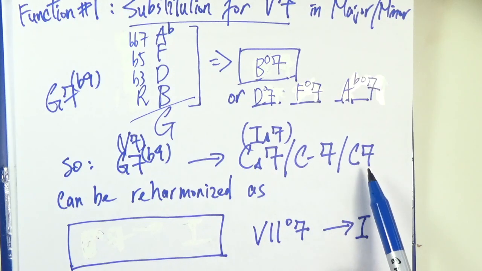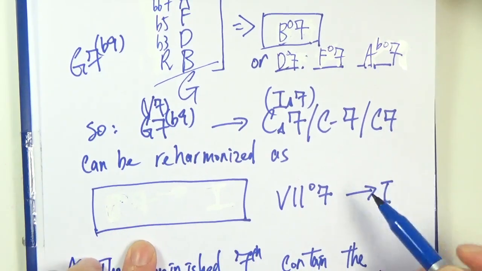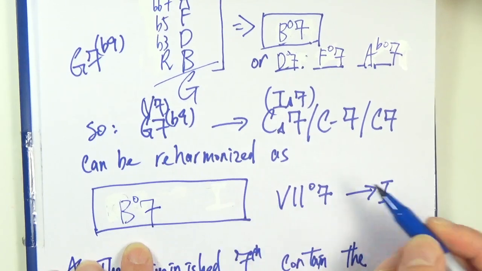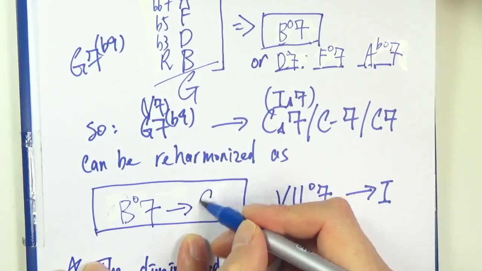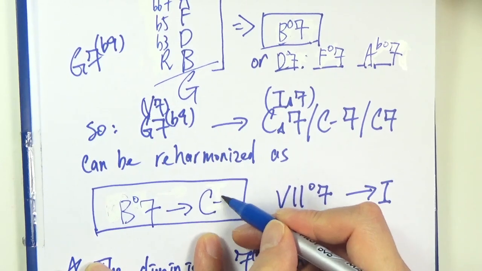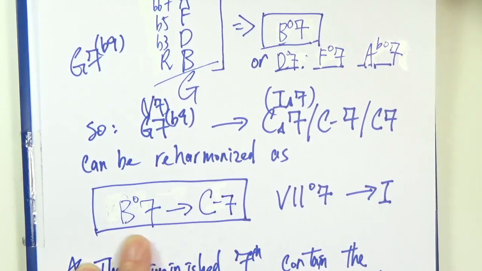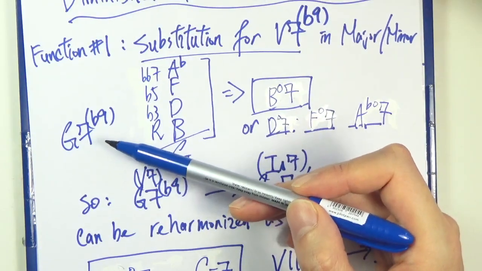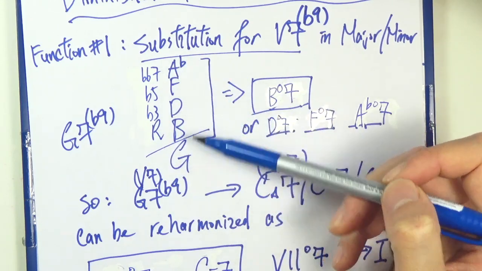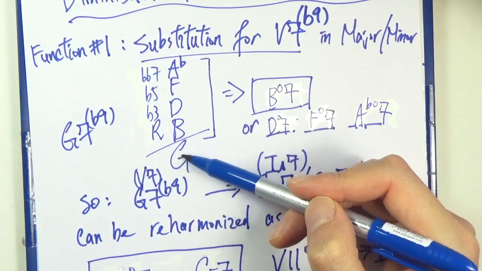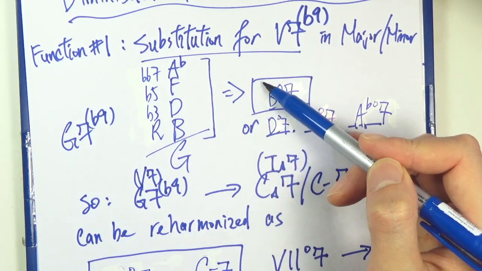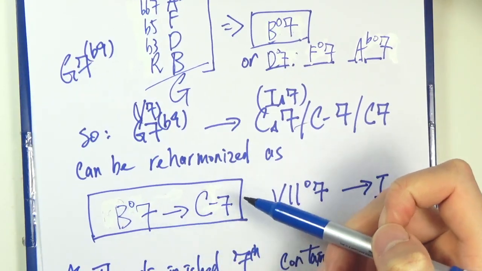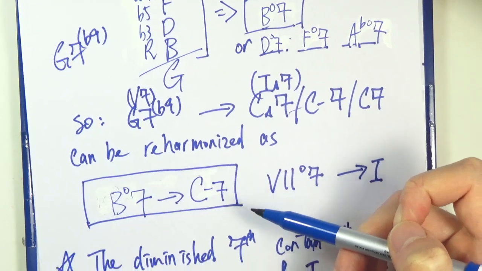So next time you see a G7 flat 9 going into a C major 7, C minor 7, or even a C7, you can reharmonize that as a B diminished 7 going into, let's say, C minor 7, for the very simple reason that the B diminished 7 chord is almost a G7 flat 9 chord. The only difference is that it doesn't have the G. So instead of having G going up to the C, which is the root of the C minor 7 or C major 7 or C dominant 7, you have this B resolving up a half step to C, which brings me to the next point.